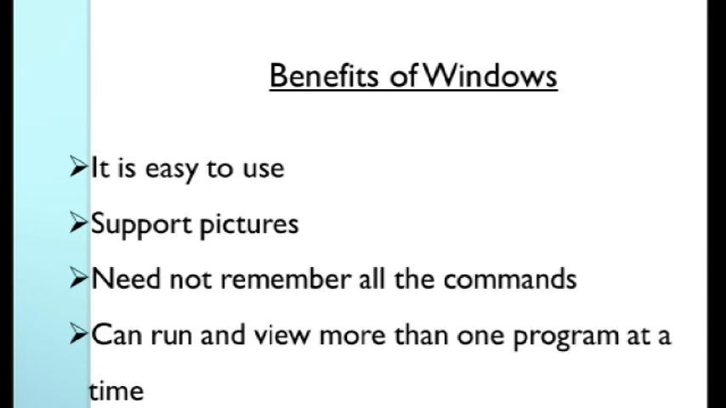The Windows operating system supports more than one program at a time. We can work with more than one program at a time, and it also allows us to switch from one program to another. That means we can type something in MS Word, at the same time we can print out something, at the same time we can draw pictures. So we can work with many programs at the same time. It is very easy to switch from one program to another in the Windows operating system.